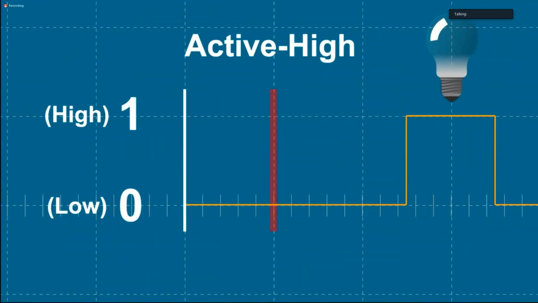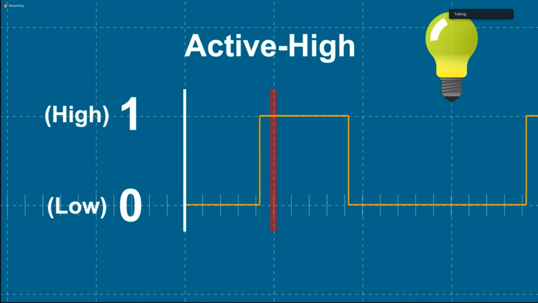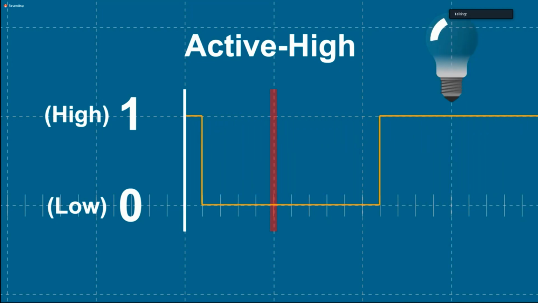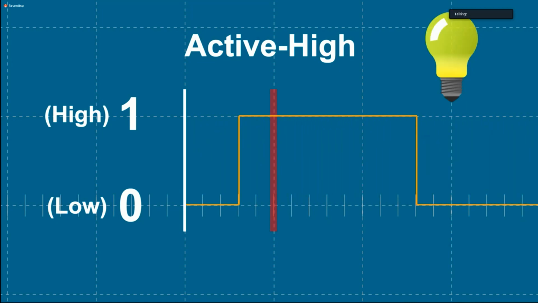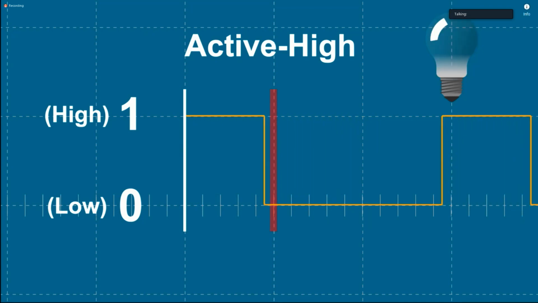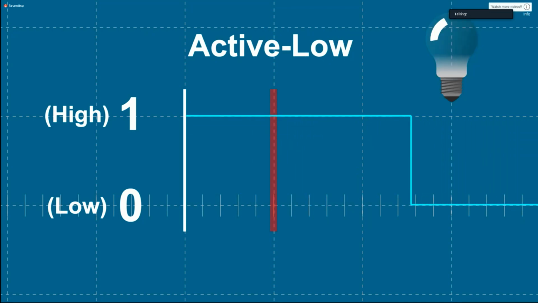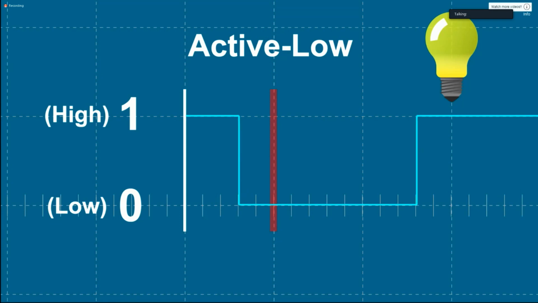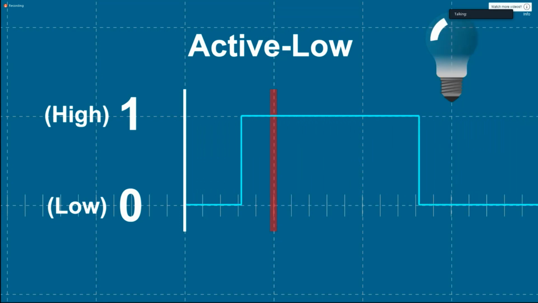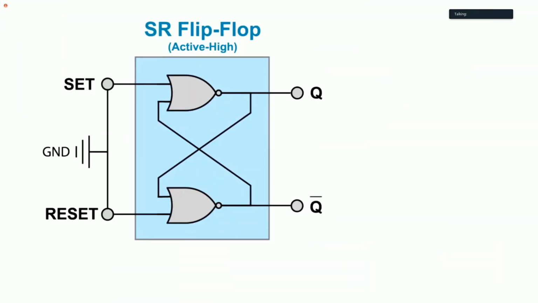SR flip-flops can be active high or active low. In an active high circuit, the inputs are normally low, a logic level 0, and go to logic level 1, high, when active. An active low circuit is the opposite, where the inputs are normally high at logic level 1 and go low when active. This SR flip-flop made of NOR gates is active high.